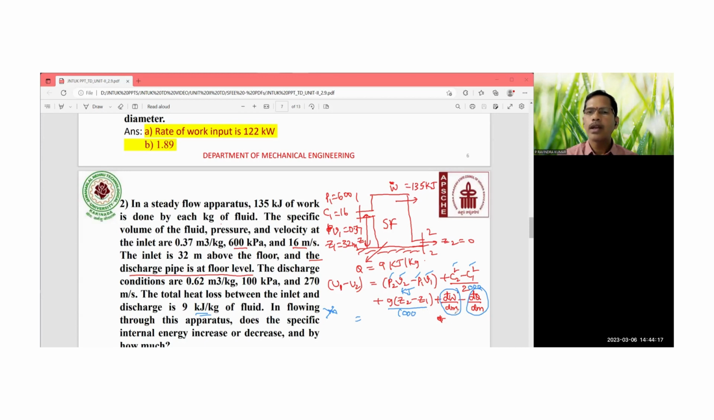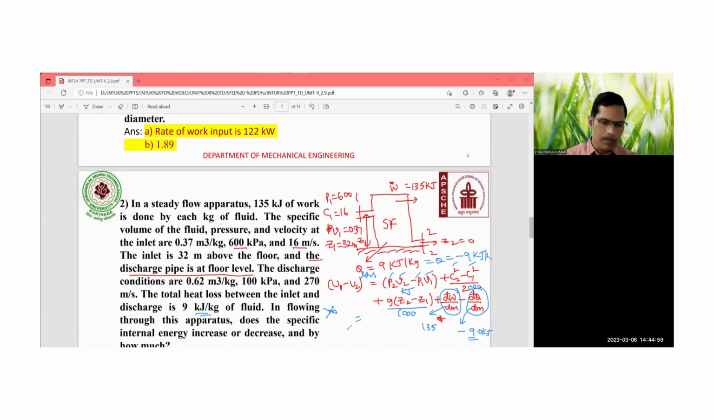So what is the work done here? This work done is given as 135, right? Next, the heat loss. Here it is minus, the heat loss is minus 9 kilojoules, right? When you substitute, minus of minus, already one minus is there, and this is heat loss, 9 kg. That means this Q is equal to 9 kilojoule per kg. So this is what you have to apply.